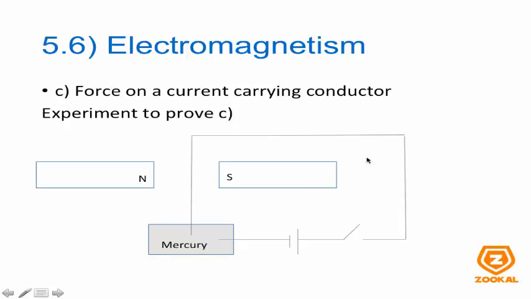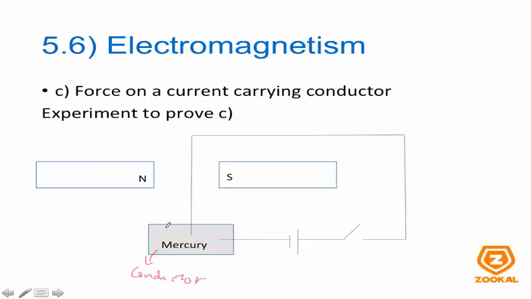Part C. Force on a current carrying conductor. So the experiment to prove that there's a force acting on the current carrying conductor is shown over here. So what you do is that you have a circuit over here with two magnets, one with the north pole facing this side to the wire, the other with the south pole facing the wire over here. And you have mercury here because mercury is a conductor of electricity, so that you can observe what happens.